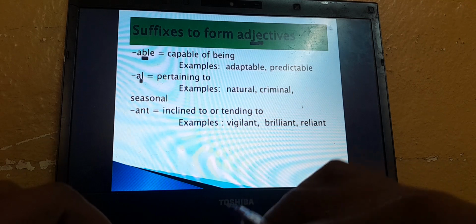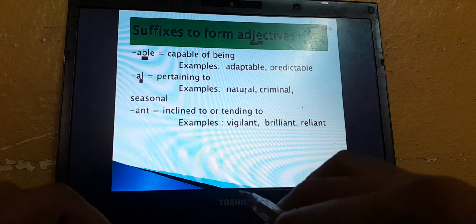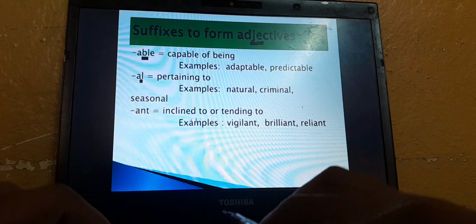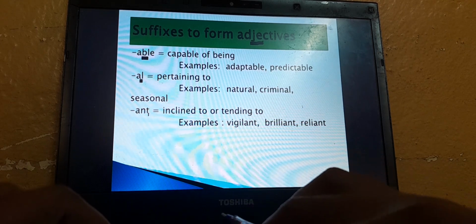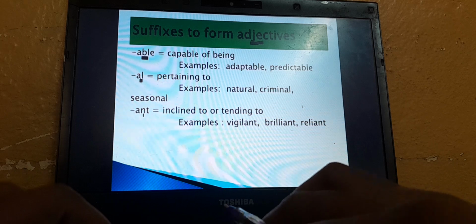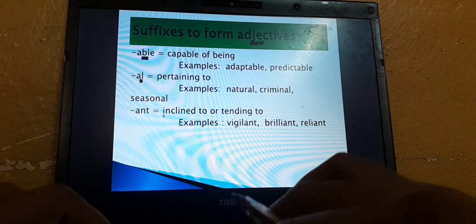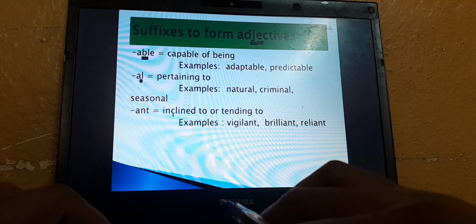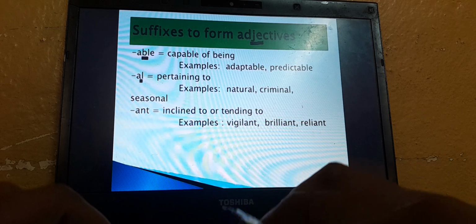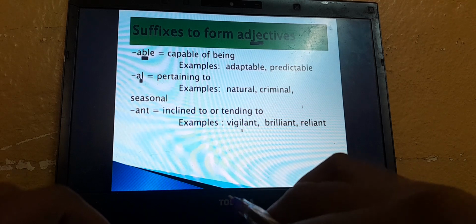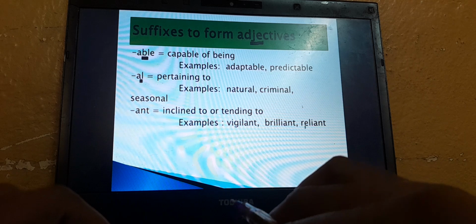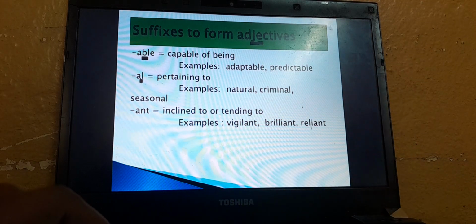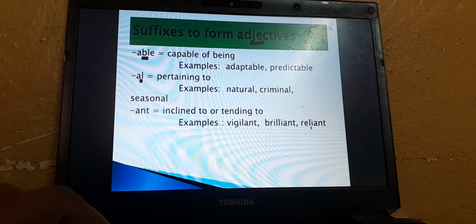Al: its meaning is pertaining to. Examples: natural, criminal, seasonal. Ant is also a suffix and its meaning is inclined to or tending to. Examples: vigilant, brilliant. So these are some of the adjectives that can be formed by using the suffixes that we have seen, okay?